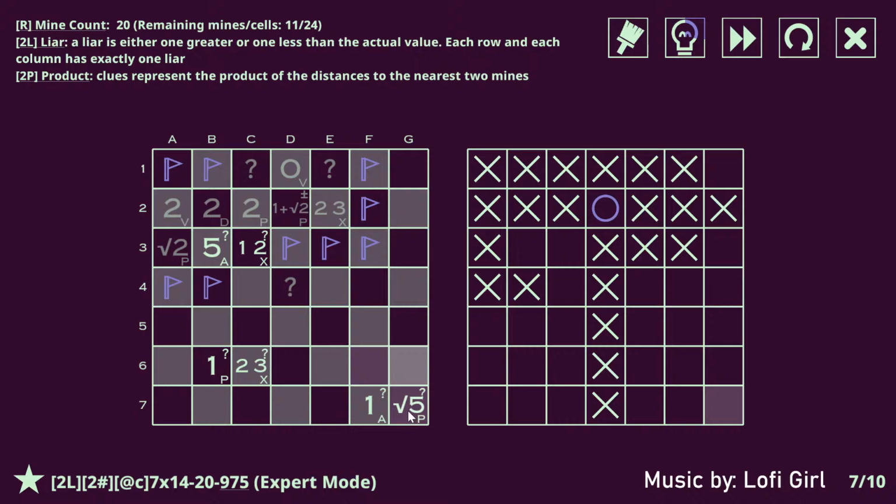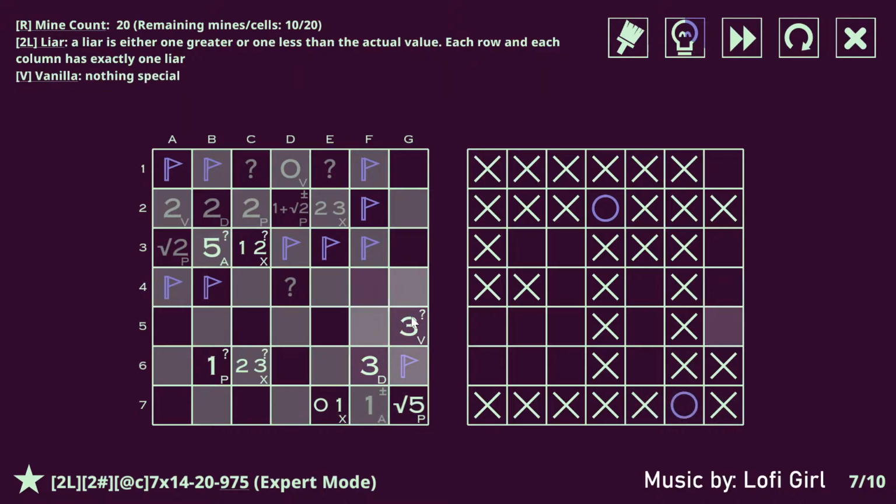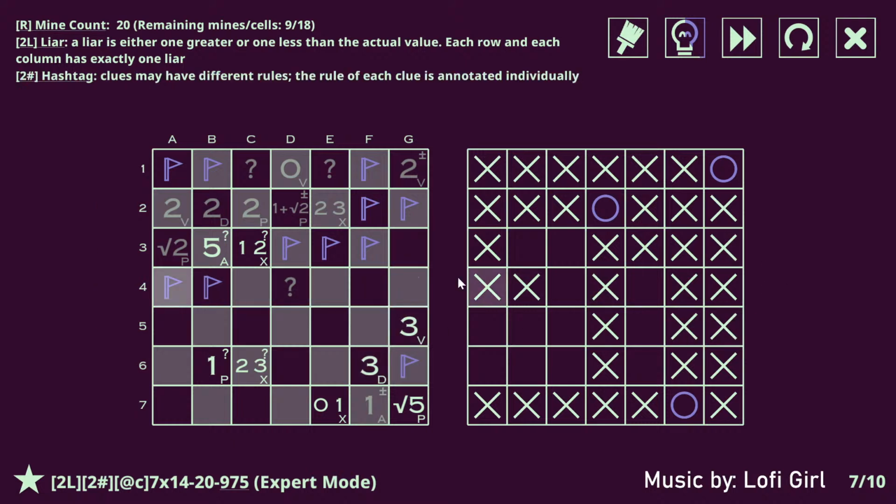No idea. This is telling the truth, but also means that none of those can be mines. 1 area is lying. Okay. That's a liar, meaning that's a mine. This 3v is telling the truth. Any more free liars around here? No. One of these are liars. One of these are liars? And also one of these are liars.